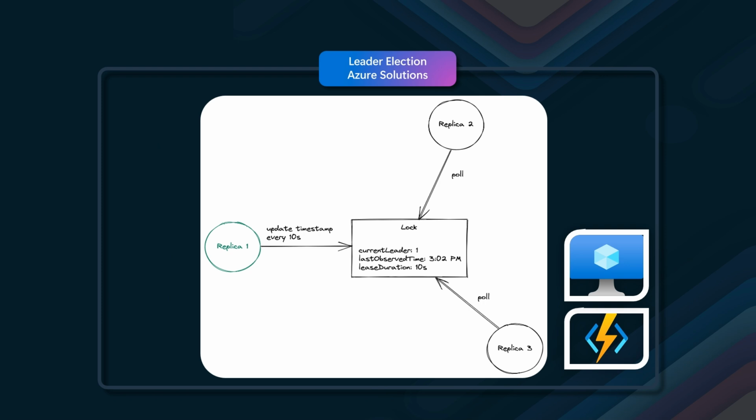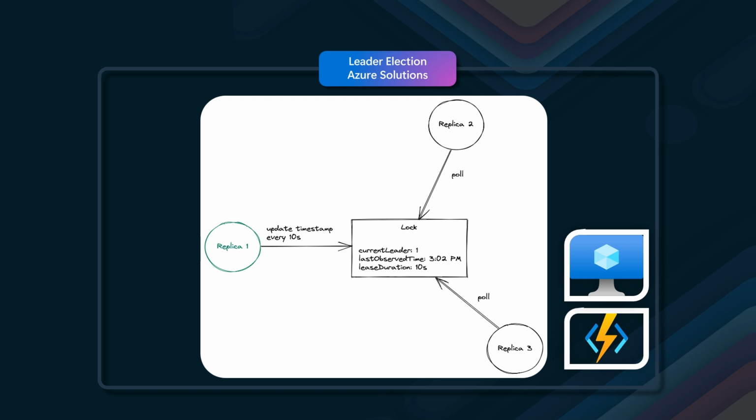This pattern plays a critical role in ensuring the smooth and coordinated operation of distributed systems by designating a single leader to manage specific tasks and responsibilities. Let's explore the workflow that's depicted in this diagram to understand how leader election works and the advantages it offers.